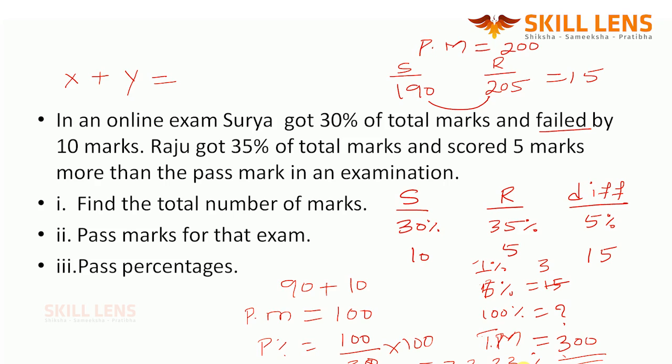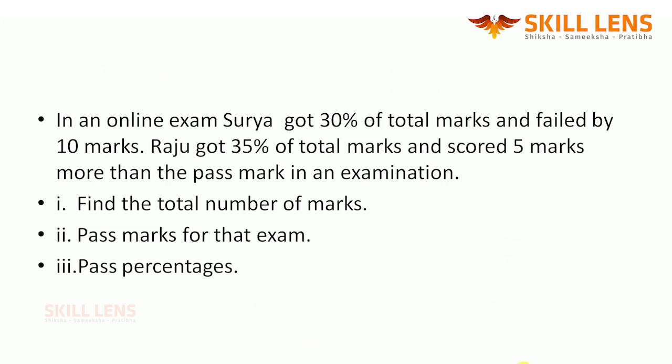Okay, but what is our second question? Pass marks is how much? He failed by how much? 10 marks. So 90 plus 10, that will give you 100 as your answer. Okay, and the last question is what? Pass percentage. What is pass percentage? Obtained marks by the pass marks, that is 100 by total marks into 100. That's where your answer is. Okay, hope you understood this question. We'll do one more similar type of question so that you will understand clearly.